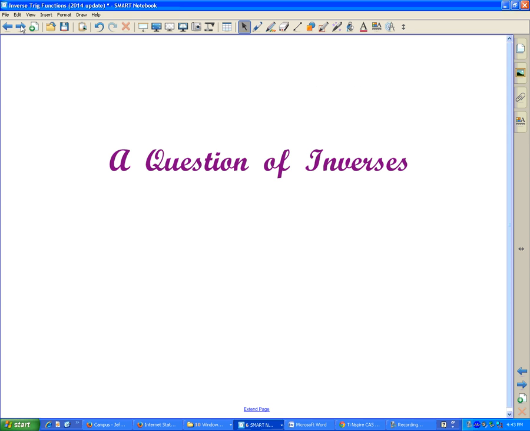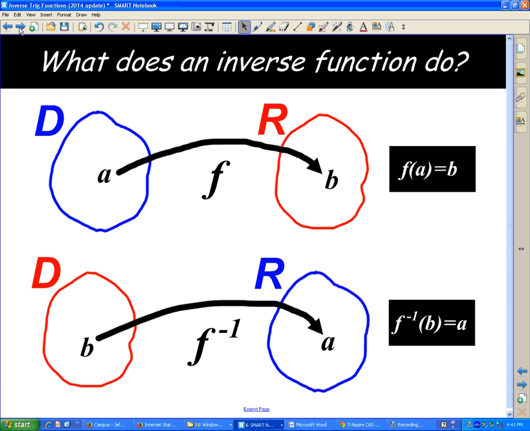Two questions before we really get into the heart of our conversation today. The first question is a question of inverses. What are inverses in general? Well, as far back as probably pre-algebra, you started discussing the concept of inverse operations. Addition and subtraction undo each other. Those are inverse operations. Division and multiplication, squaring and square rooting. These are all inverse operations.